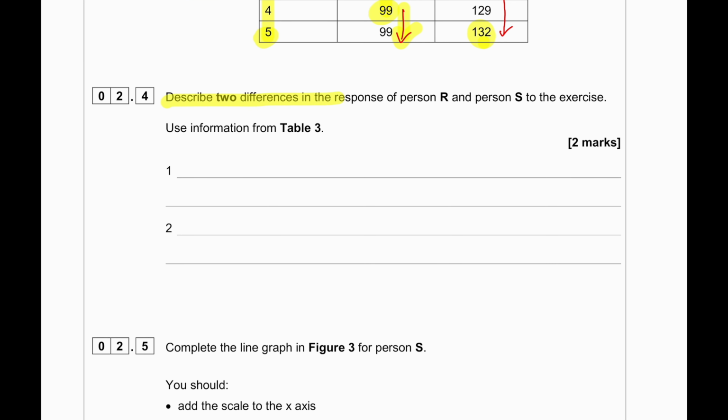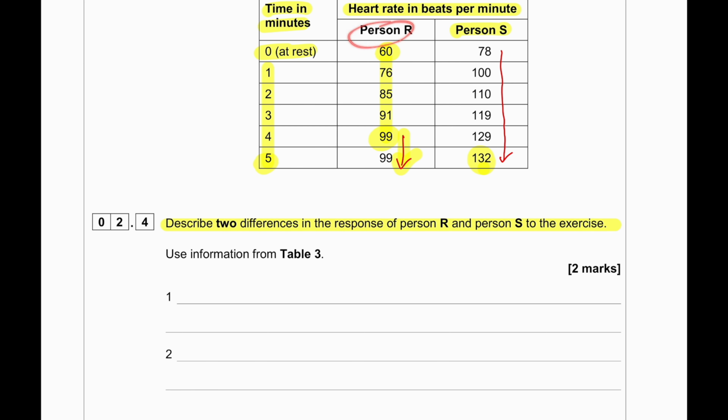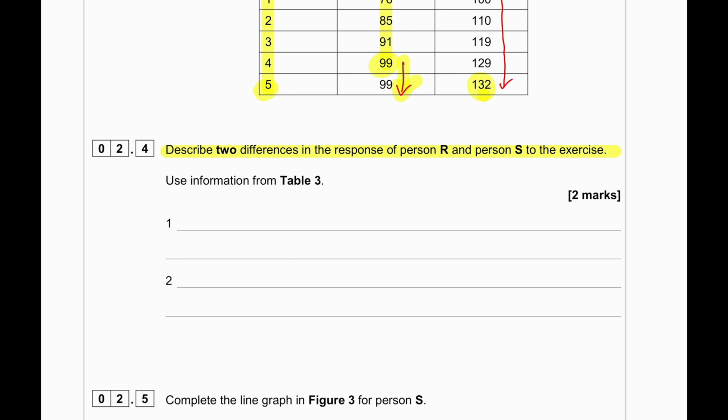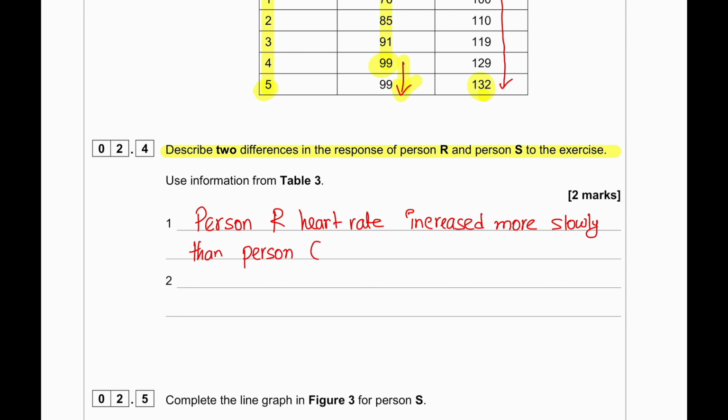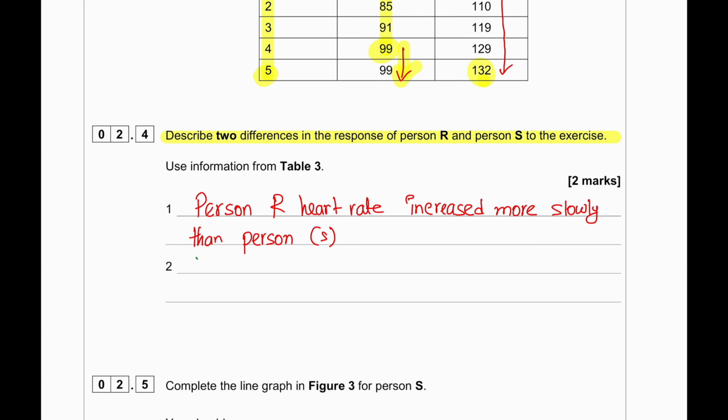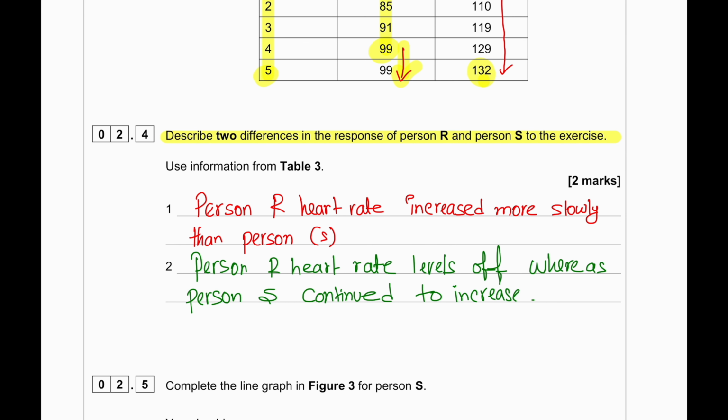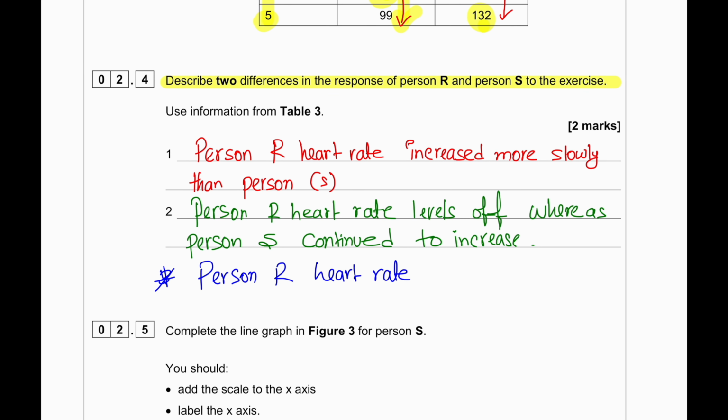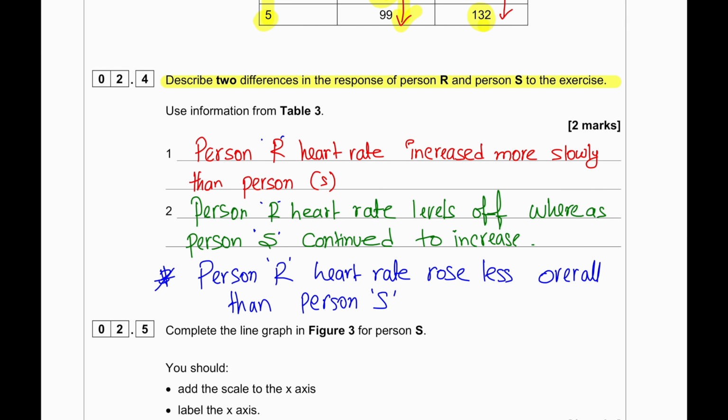Describe the 2 differences in the response of person R and person S to the exercise. For person R, we can say that the heart rate increases, and for person S, the heart rate increases too. But person R's heart rate increases more slowly compared to person S. Person R's heart rate levels off, but for person S, the heart rate keeps on increasing until the 5th minute. For person R, the heart rate rose less overall after 5 minutes of exercise, whereas for person S, it increased way more. So the answer can be written as follows.